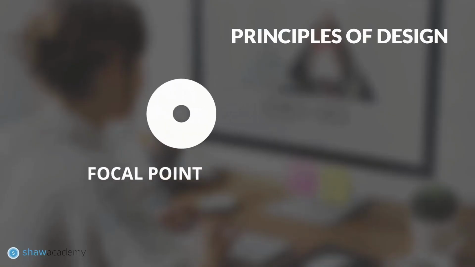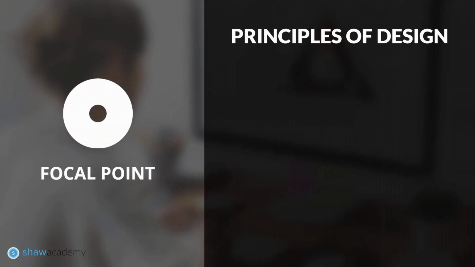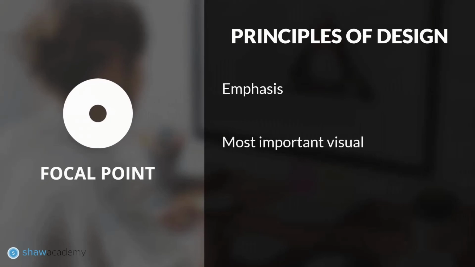The first principle we will look at is focal point or emphasis. The focal point is the most important visual on your artboard. It is the visual that draws your attention first. But how can we make the visual stand out? By simply applying the elements of design effectively. Think specifically in terms of using color, size, and value to place emphasis on your most important element.